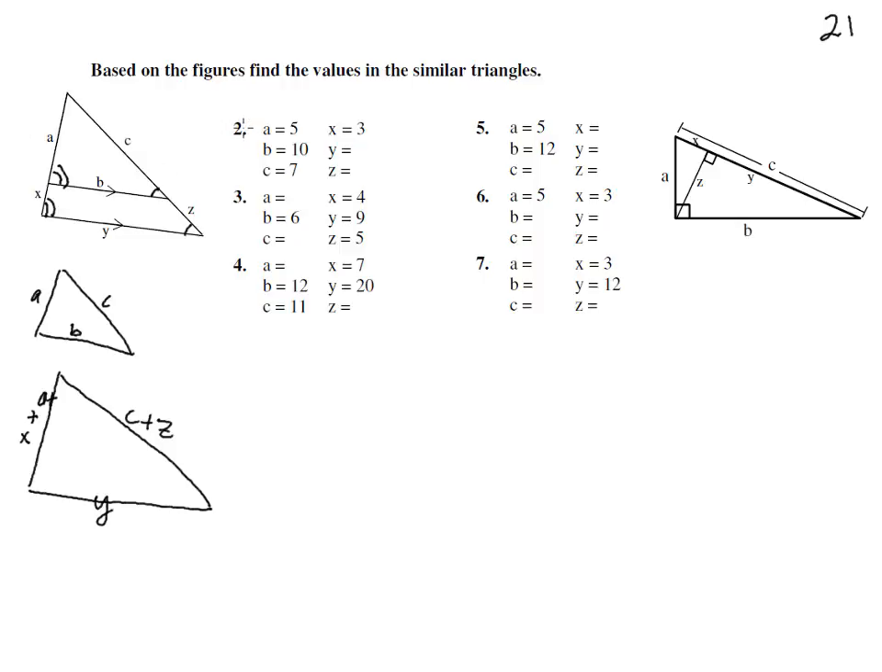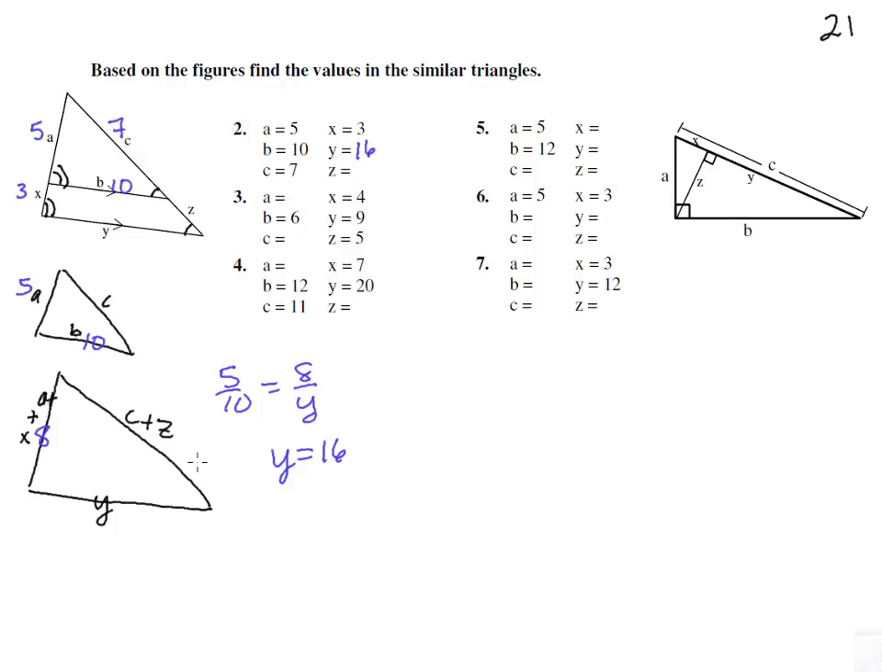So for number 2, we have A is 5 and X is 3, so we have a 5 here and a 3 there, and B is 10, and C is 7. Now if we do this, we've got 5, 10, and here we have 8. Can we find Y? Sure, 5 is to 10 as 8 is to Y. Obviously that was multiplied by 2 to get from 5 to 10. There's a 1/2 ratio, so Y will equal 16. Good, so we have 16.